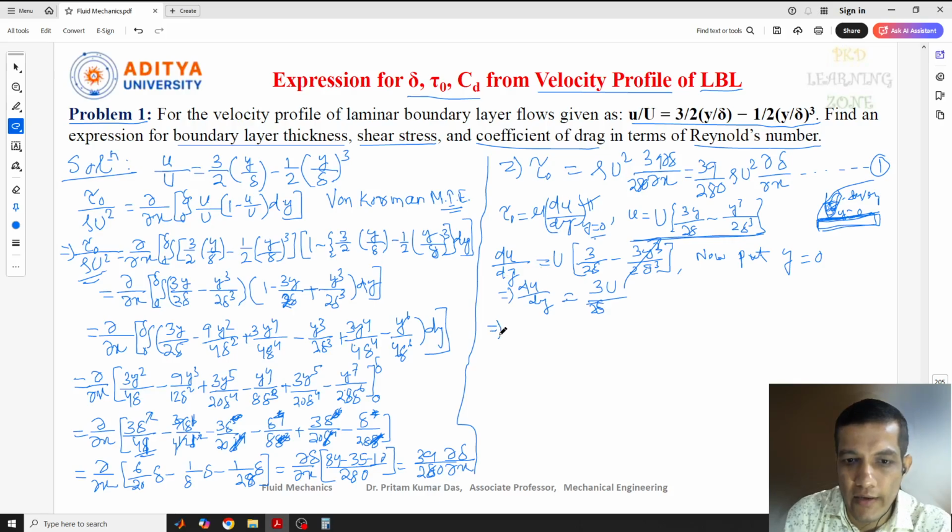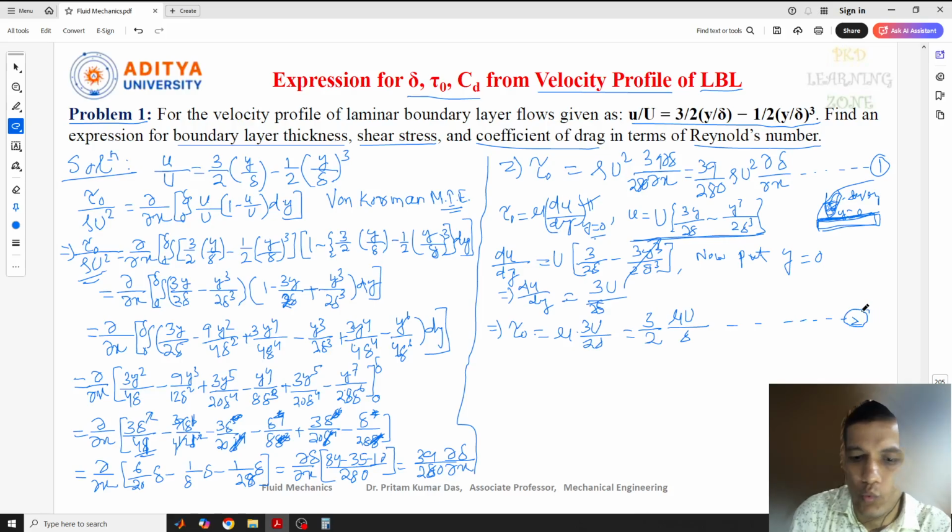So what will we get here again? Tau naught equal to mu into 3 capital U by 2 delta, or you can write this as 3 by 2 mu capital U by delta, and this one we can give another equation 2. Okay, now equating these two values of this shear stress tau naught, just equate these two equations, equation 1 and 2.